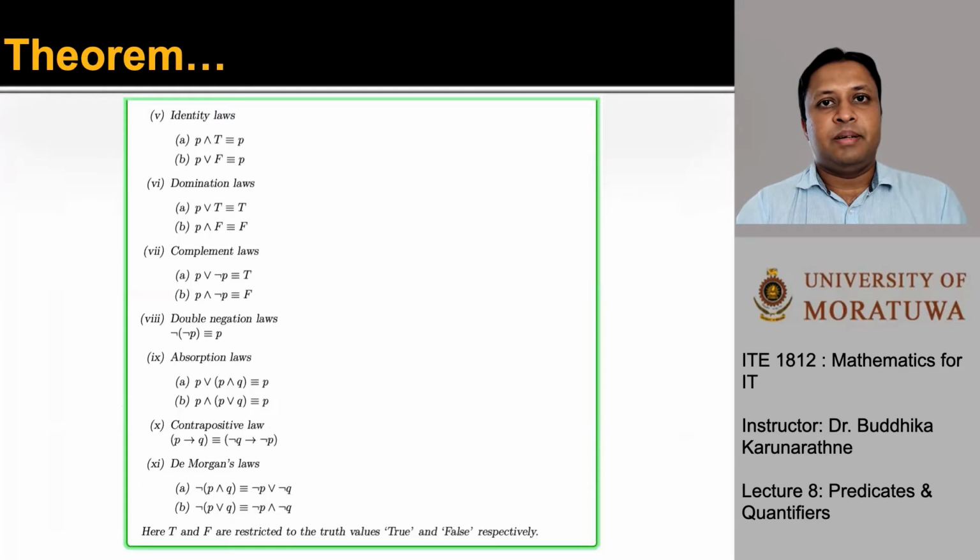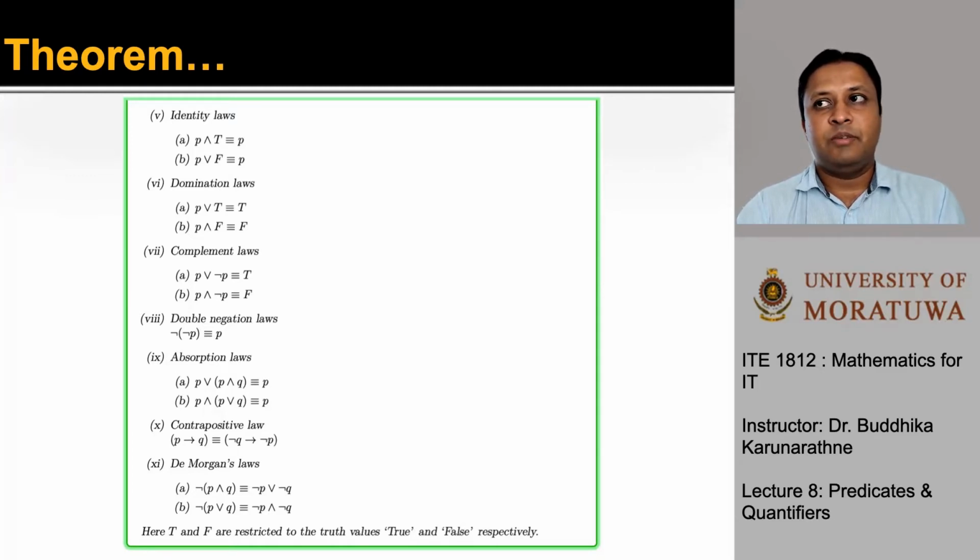Also, we need to identify the identity laws, domination laws, complement laws, double negation law, absorption law, contrapositive law, and De Morgan's laws. So here T and F are restricted to the truth values true and false respectively. So you can go through these laws. That should be straightforward to look into these laws to understand what each of the laws is trying to tell us.